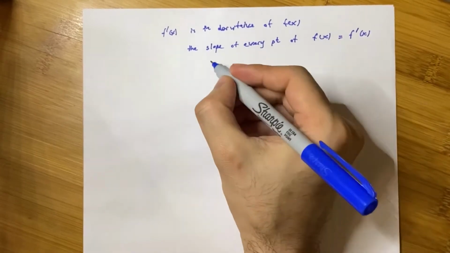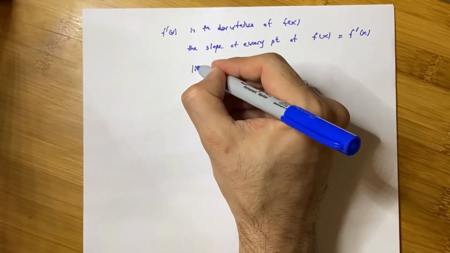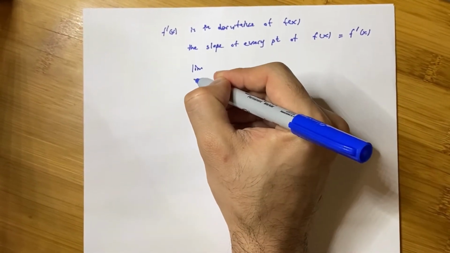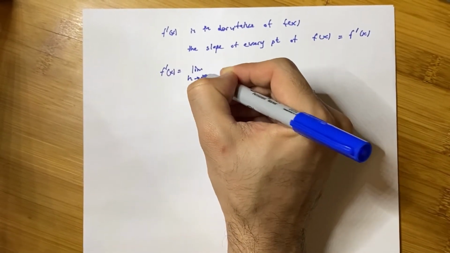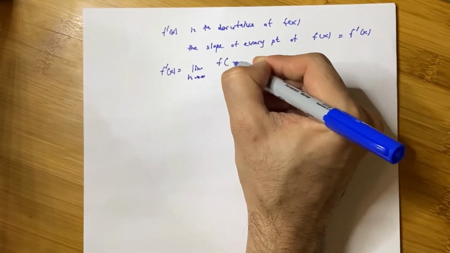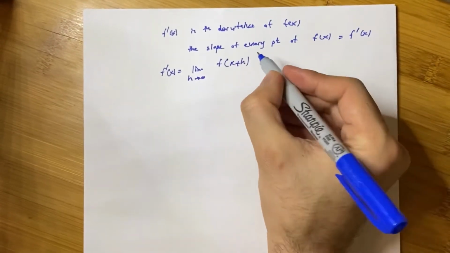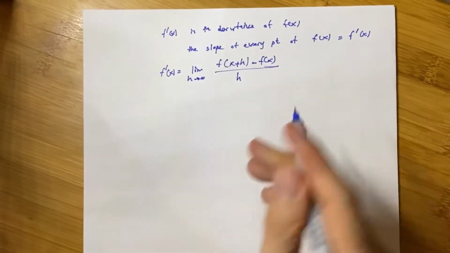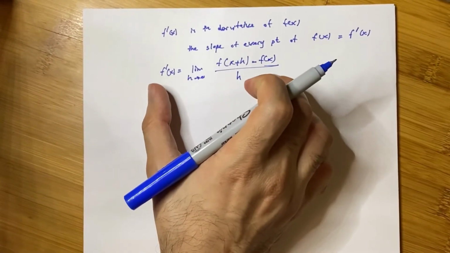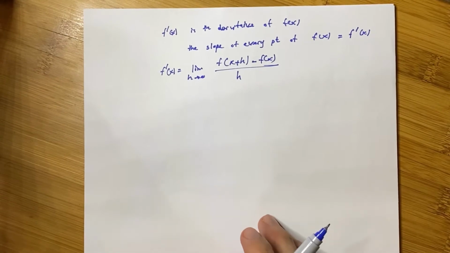This is also defined as the limit as h goes to 0 of the function f of x plus h minus f of x, over h. So this is the definition of the derivative.